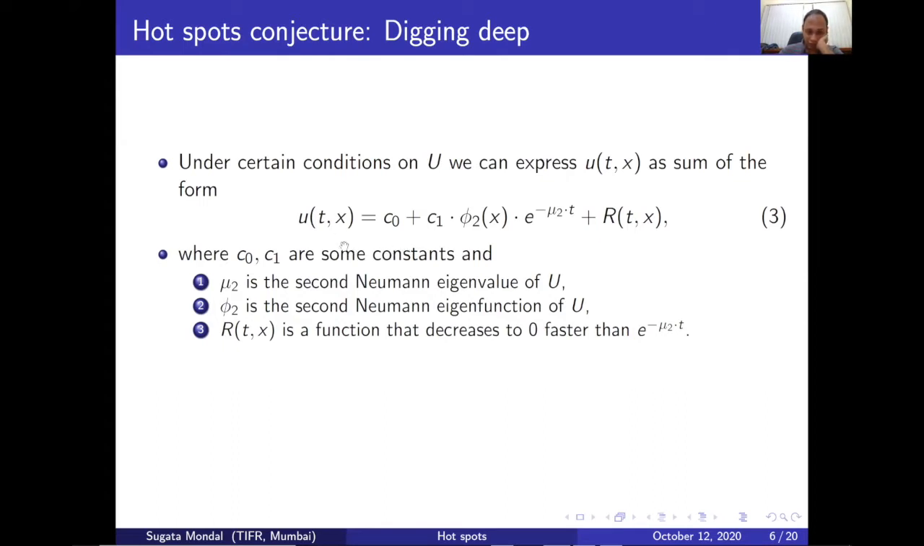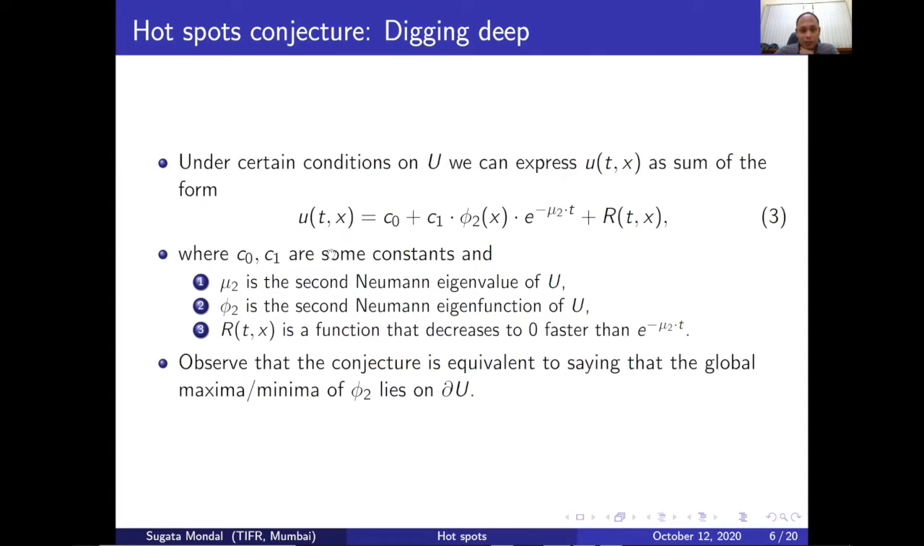And this p_2 is the second Neumann eigenfunction. There is a reason why I said that under certain conditions. One particular condition that ensures this kind of expression is that the second Neumann eigenspace is just one dimensional. As for the last part, this remainder term has the property that it decreases to 0 at a rate faster than this exponential part. So if you believe that such an expression is true, then recall that we wanted to understand the hot spots conjecture, which is about the global extrema of this function u(t, x), as a function of x.